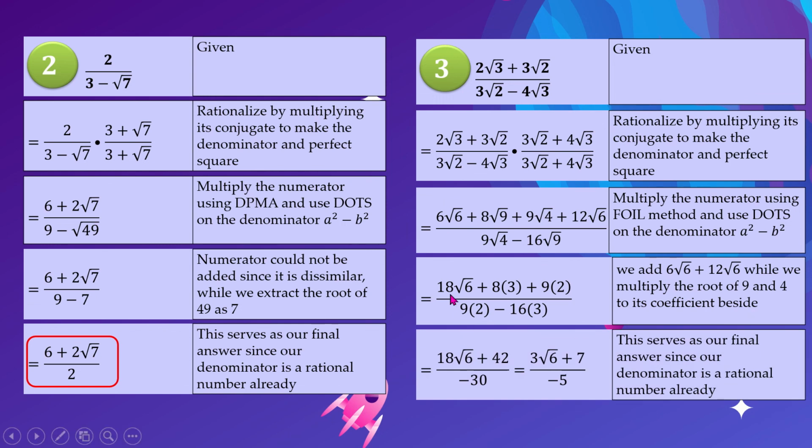So, sa numerator, we copy 18 square root of 6. Dili na siya mausab. While 8 times 3 is 24. 9 times 2 is 18. So, 18 plus 24 is 42. Munang plus 42. Over denominator, sa man siya. 9 times 2 is 18. 16 times 3, 48. So, 18 minus 48 is negative 30.